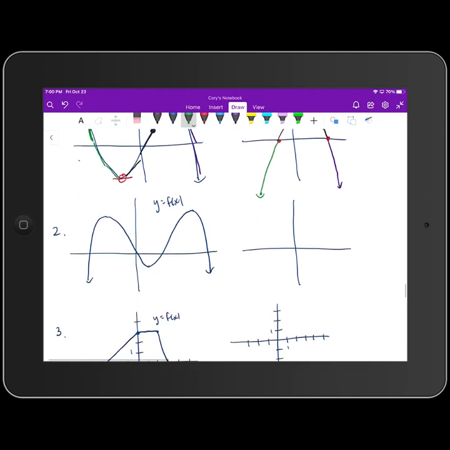I want you guys to use that same approach to do number 2. For number 2, that's your function, y is equal to f of x. I want you to use that to sketch the graph of the derivative. So go ahead and pause the video and work that one out.